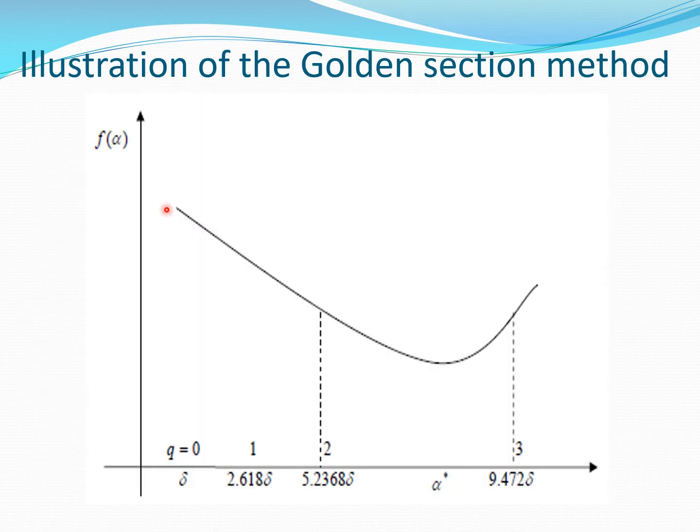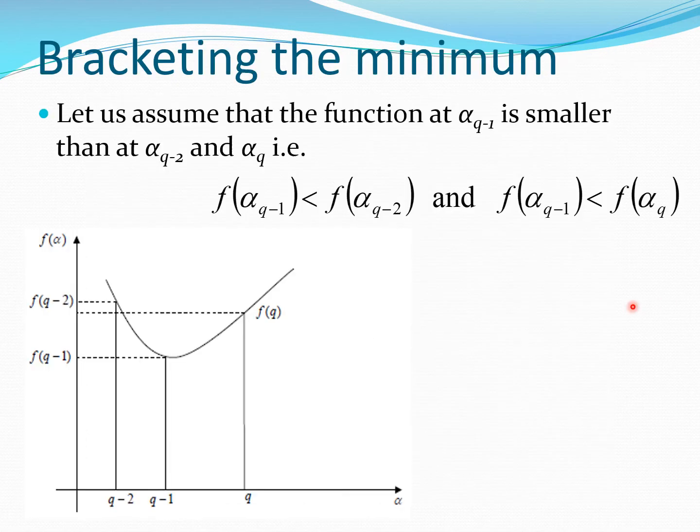So again, let us look at it graphically. So here is the f alpha function, and our one-dimensional function is like this. And we started here, delta, 2.618 delta, 5.236 delta, and so on. And maybe we bracketed the minimum between these 2 points. So the function value kept decreasing at all these points, and then it has reversed its direction here. So this is essentially how the golden section method will bracket the minimum point. And your alpha star lies somewhere in this particular interval.